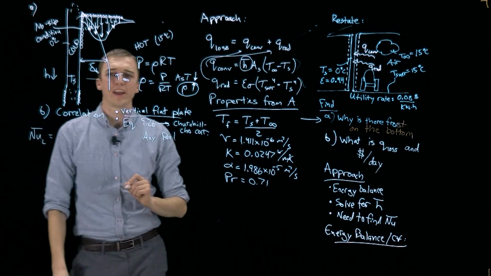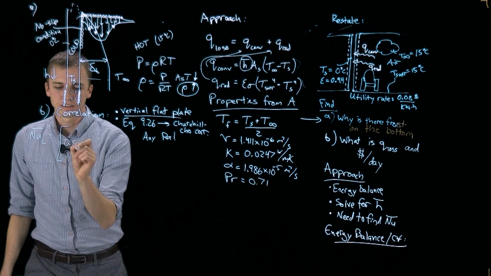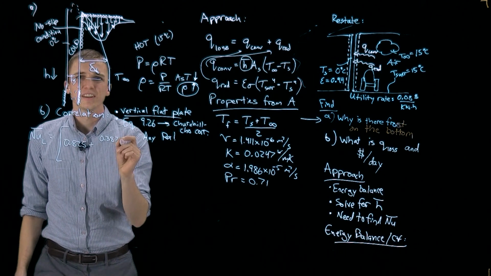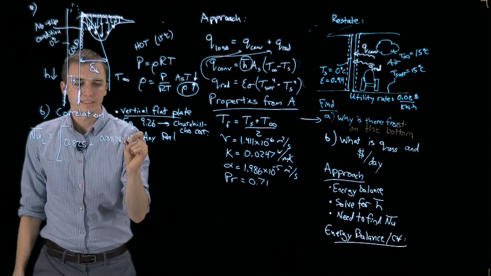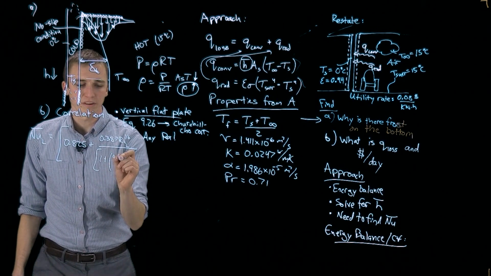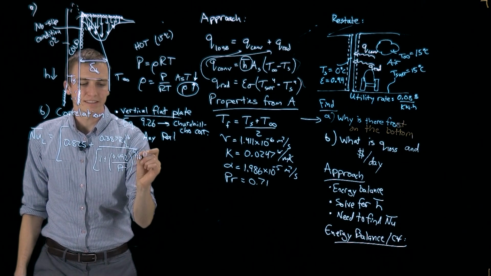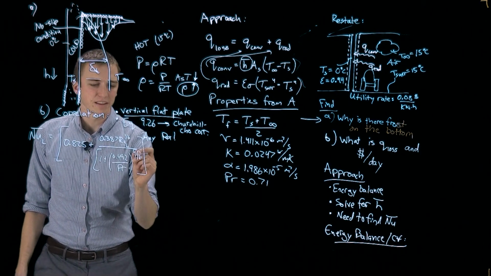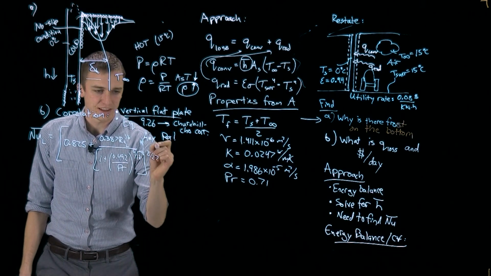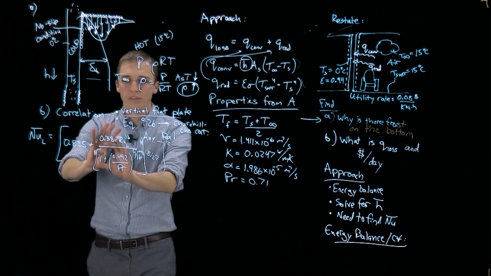Despite my better judgment, I'm going to write it on the board so that we can have this problem complete here in this video. So it's 0.825 plus 0.387 times the Rayleigh number to the 1/6, divided by 1 plus 0.492 divided by the Prandtl number raised to the 9/16, and that whole thing is raised to the 8/27, and the entire quantity is squared. Wow. Okay, so that is our correlation.